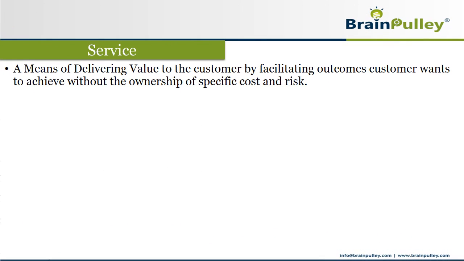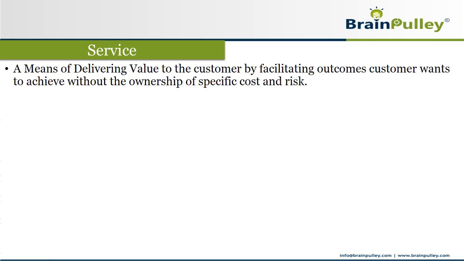As per guidance by Cabinet Office, the definition of service is a means of delivering value to the customer by facilitating outcomes customer wants to achieve without the ownership of specific cost and risks. Services facilitate outcomes by having a positive effect on activities, objects, and tasks to create conditions for better performance. As a result, the probability of desired outcomes is higher.